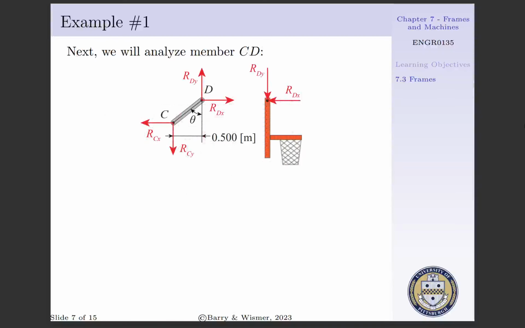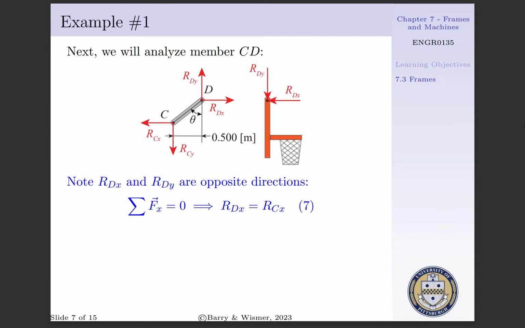Next, we will analyze member CD. Note that when looking at member CD, Rdx and Rdy will be acting in opposite directions than specified on our backboard. This is due to Newton's third law. Therefore, looking at member CD, we can sum our forces in the x direction, set these equal to 0, and we find that Rdx is going to be equal to Rcx. We will call this equation 7. Summing our forces in the y direction and setting them equal to 0, we find that Rdy must equal Rcy. We will call this equation 8.